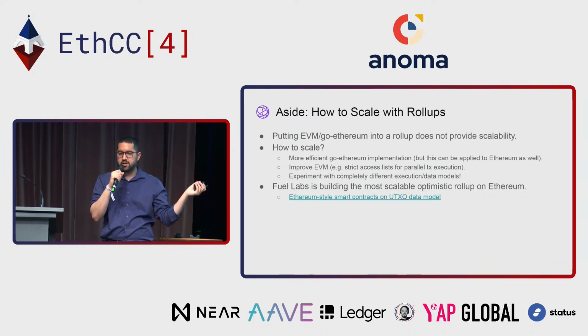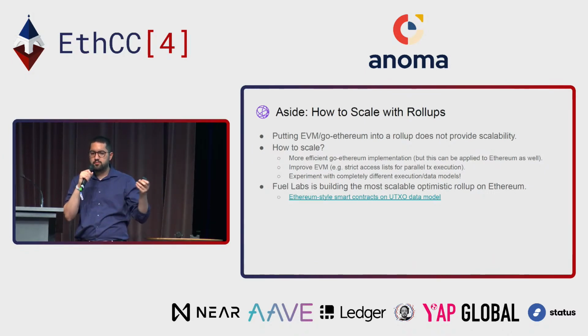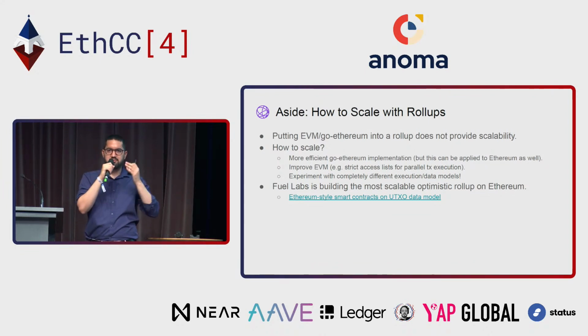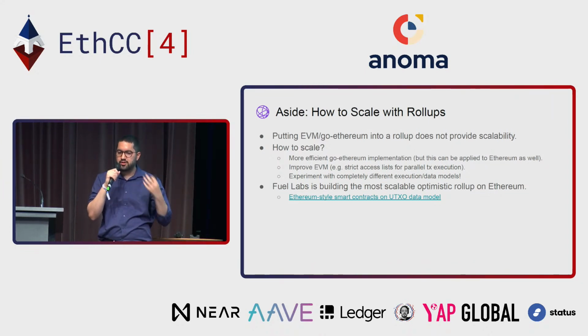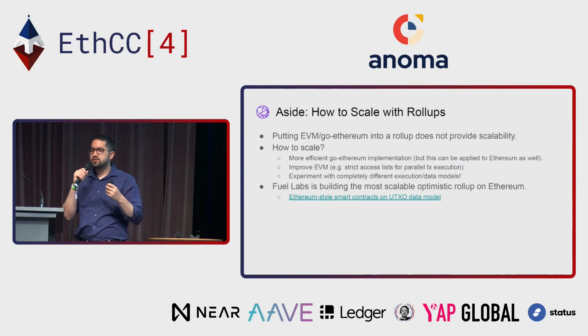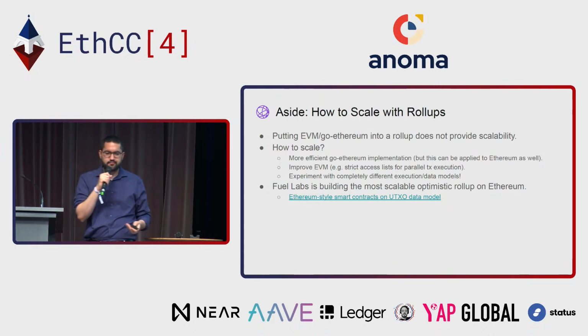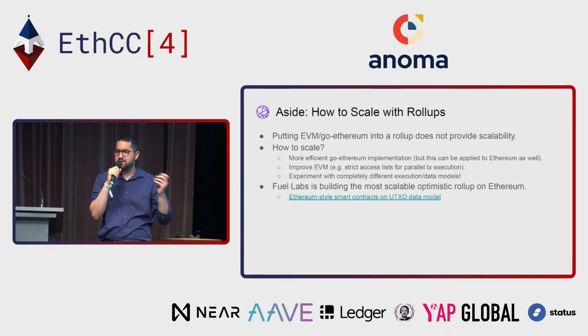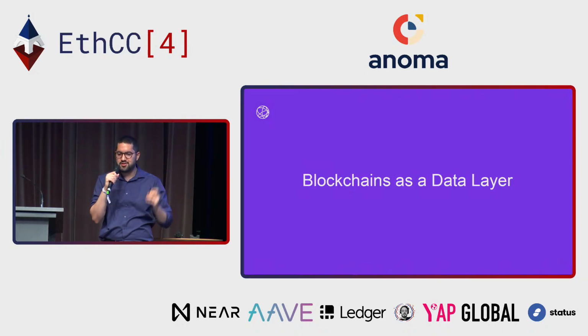With Fuel V2, we're building the most scalable optimistic rollup on Ethereum, where we're building Ethereum-style smart contracts. So for the user, this looks just like Ethereum-style smart contracts, but built on top of the UTXO data model, so you can leverage parallelism. Feel free to reach out to me after the talk if you want to know more about this.